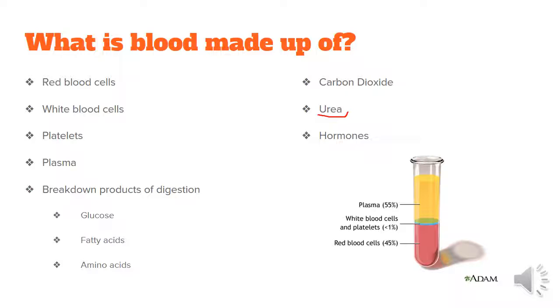If you look at this, plasma makes up 55% of your blood, and your white blood cells make up just this teeny part right here, and then your red blood cells make up 45%. Do you know what your white blood cells do? Hopefully you said they're used in the immune system. If not, that's what they're for.